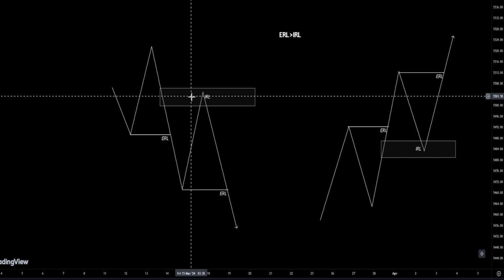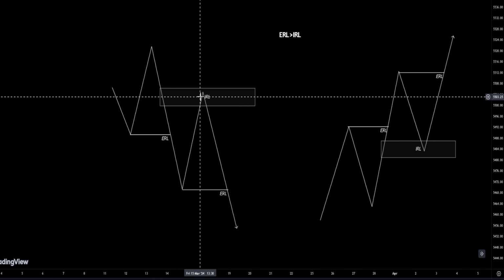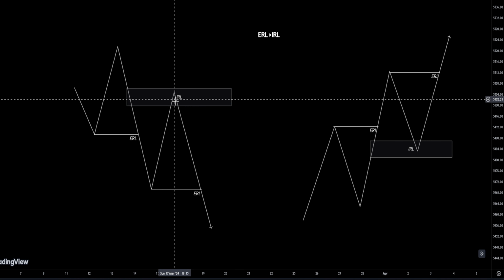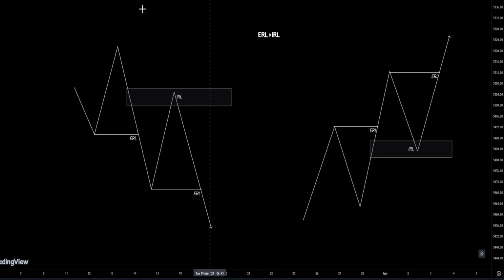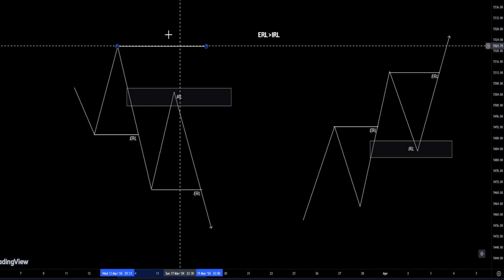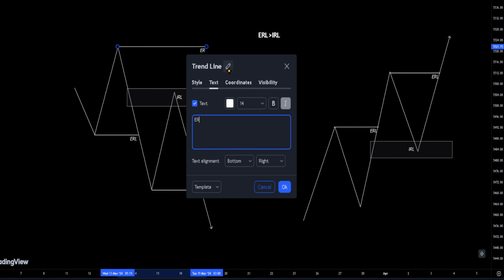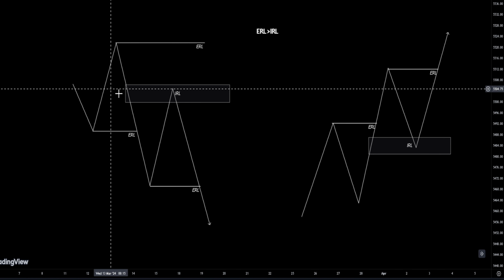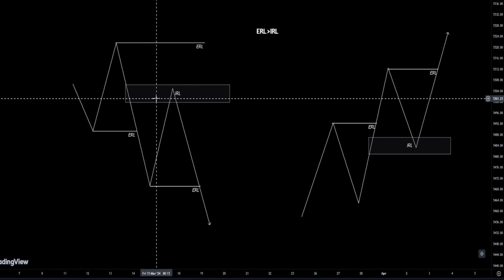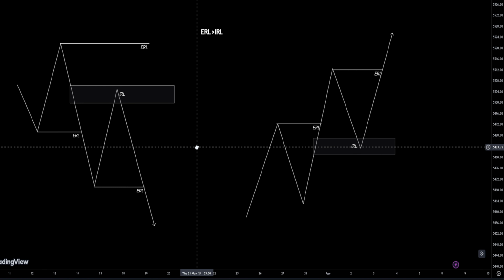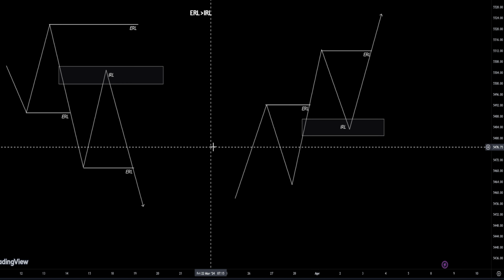Don't just blindly go short or long once we tap into the internal range liquidity, because sometimes price could tap into this internal range liquidity and keep going, taking out this new external range liquidity that we made with this high up here. So always find your confirmations in here: your fair value gaps, inversion, your change in state of delivery, order blocks, all that good stuff. And same thing over here.